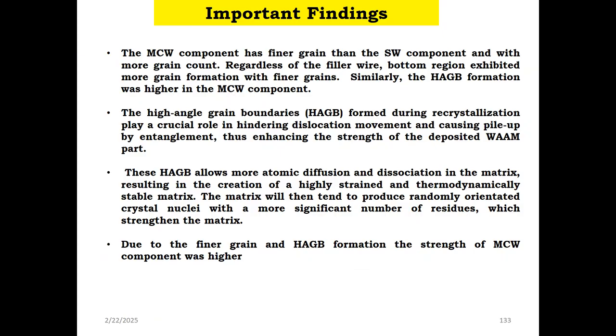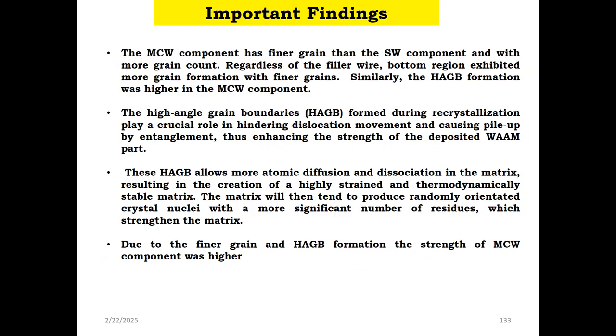The MCW component has finer grain than the SW component, and with more grain count; regardless of the wire, the bottom region exhibited more grain formation with finer grain. Similarly, the HAGB formation was higher in the MCW component. The high angle grain boundaries formed during recrystallization play a critical role in hindering dislocation movement and causing pile up, thus enhancing the strength of the deposited wire arc additive manufacturing part.